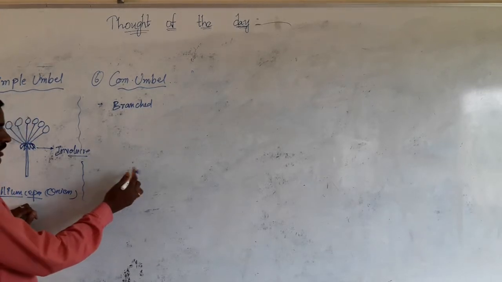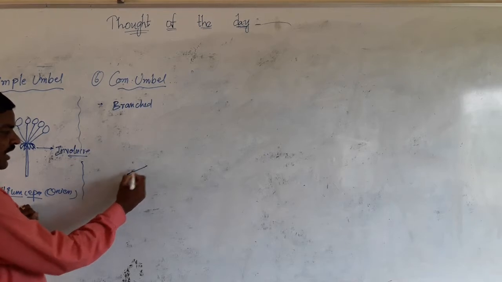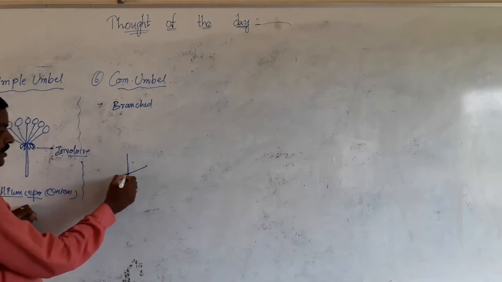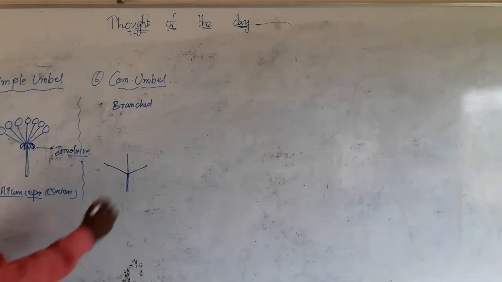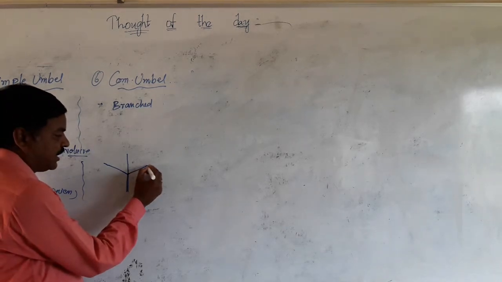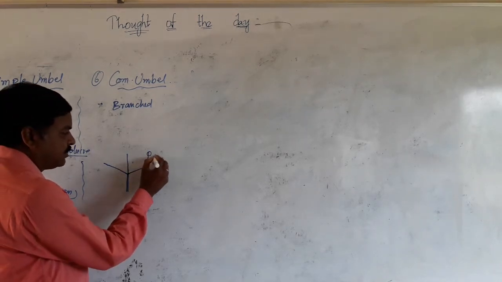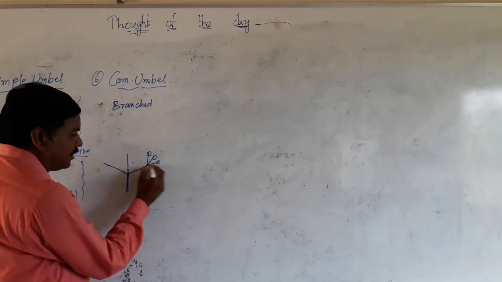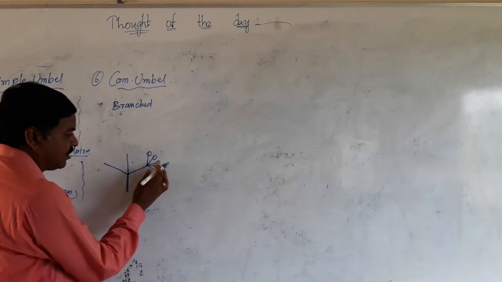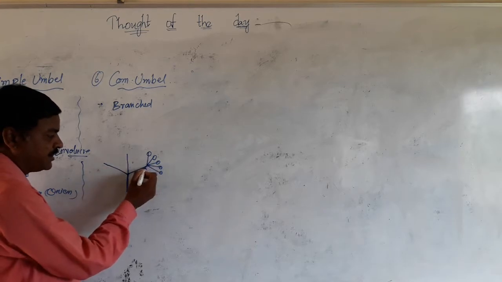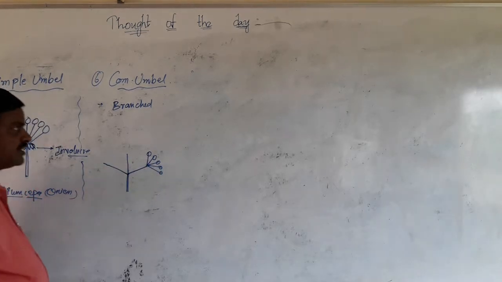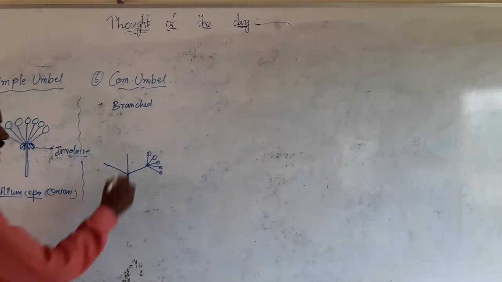Here, the pedicle is branched. This is one branch, and another branch, and another branch. The pedicle is branched, but here the pedicle is unbranched. Now, each branch also resembles a simple umbel. This is one simple umbel. Many flowers are attached at a common point, and it gives the appearance of an umbel like this.